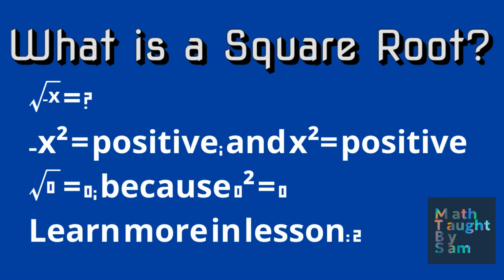The reason you can't take the square root of a negative number is that if you square any non-zero number, it will be positive. Therefore, you cannot take the square root of a negative number. The square root of 0 is 0. Learn more in Lesson 2.